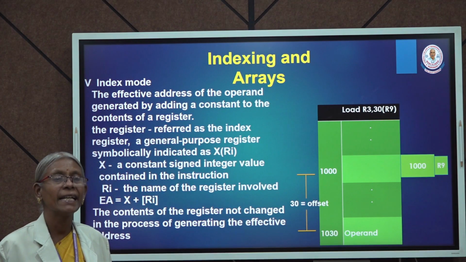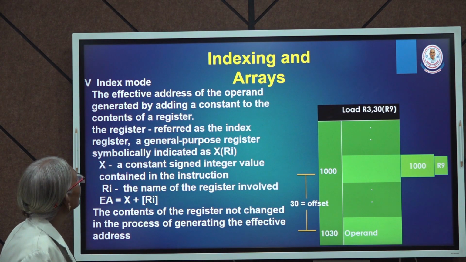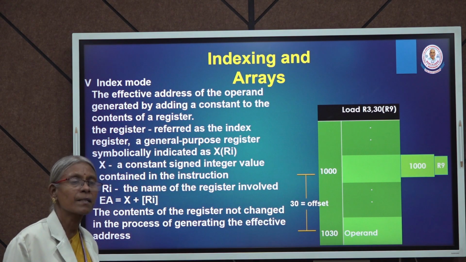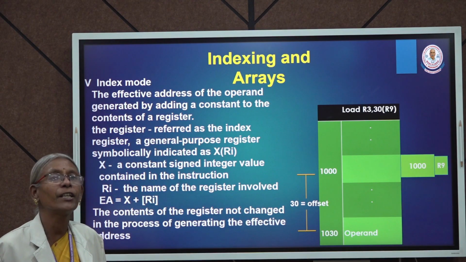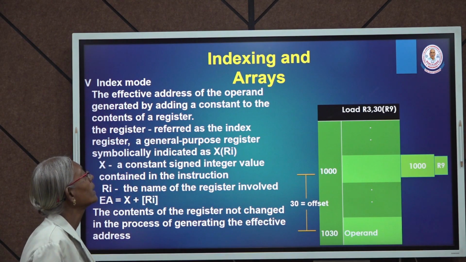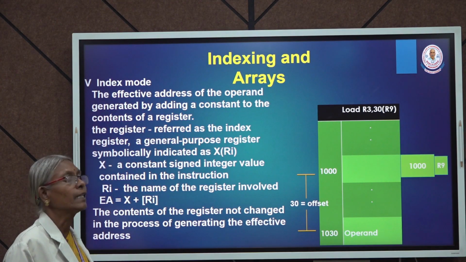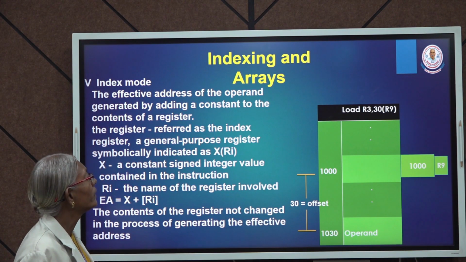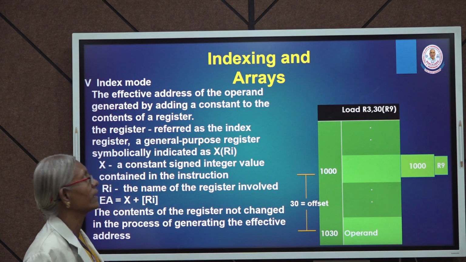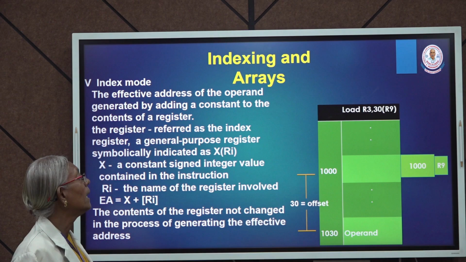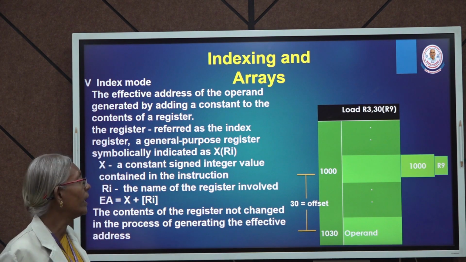Another addressing mode is index mode. Here the effective address can be found by adding a constant to the content of a register. Now let us see one example. Load R3, 30(R9). The content of the register R9 is added with the constant 30, and that value gives the address of the operand.